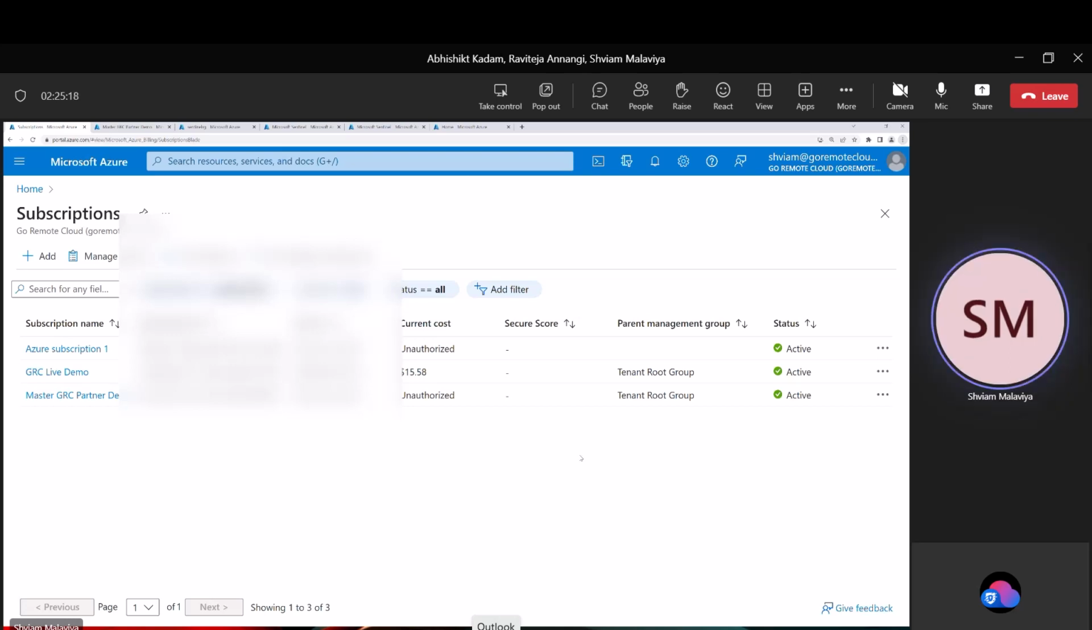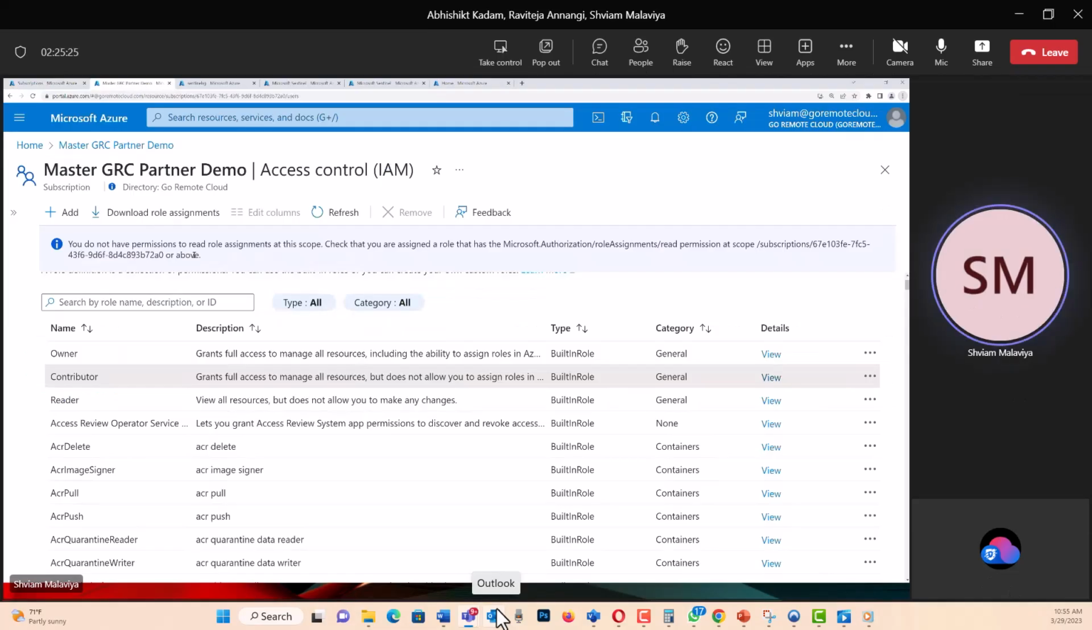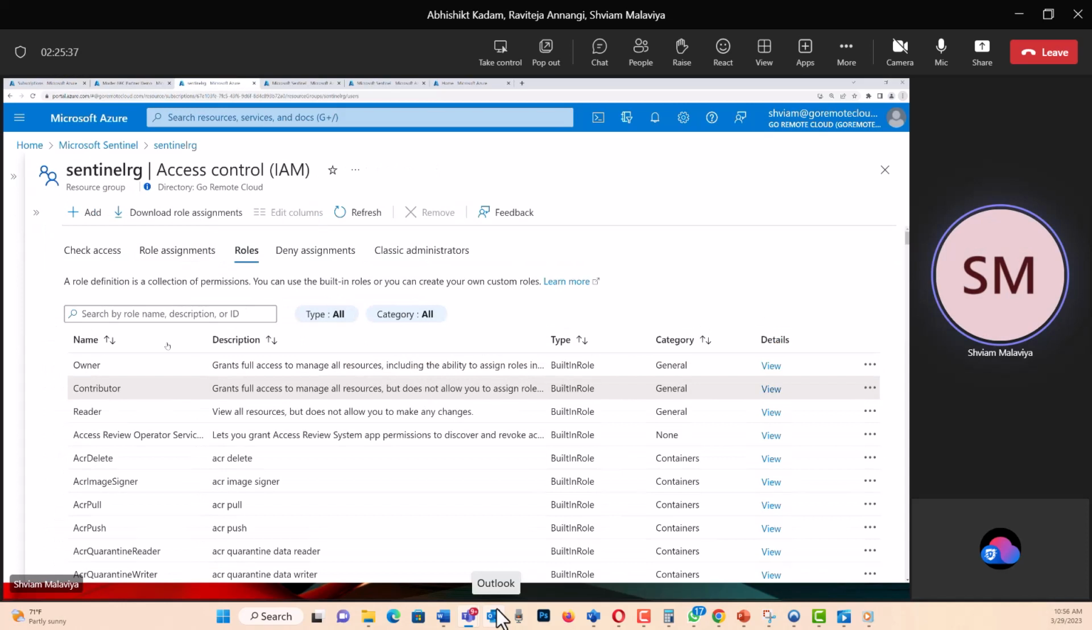Second comes the permissions. And what kind of permissions are required to use Microsoft Sentinel? To enable Microsoft Sentinel, you need to have contributor permission on the subscription in which the Microsoft Sentinel workspace resides. Secondly, to use Microsoft Sentinel, you should have contributor or reader permissions on the resource group that the workspace belongs to.